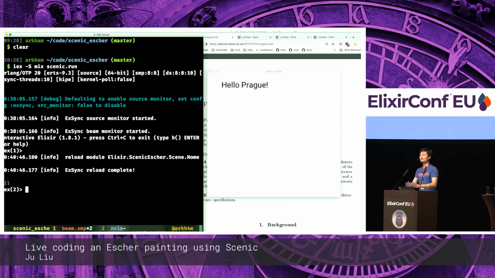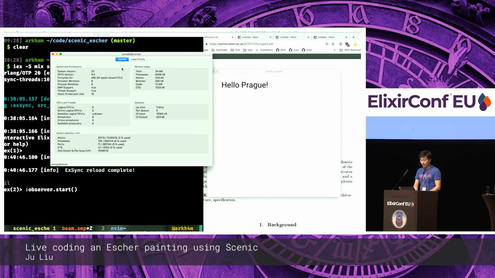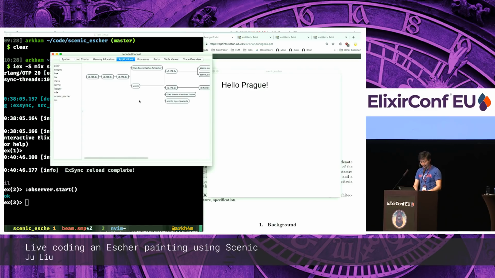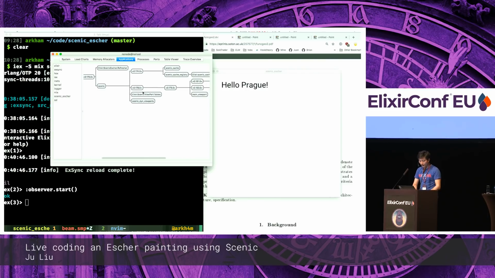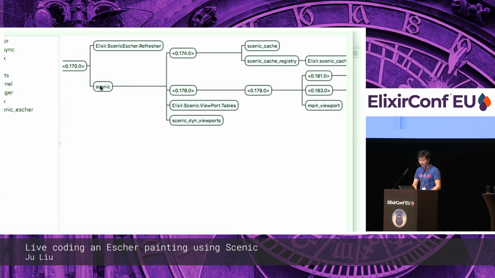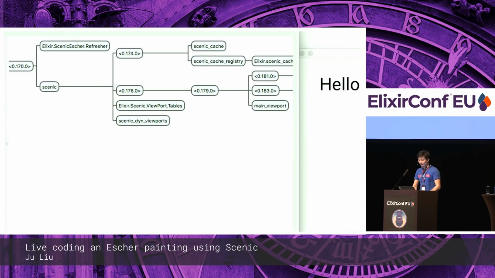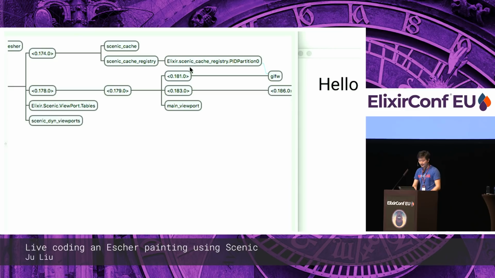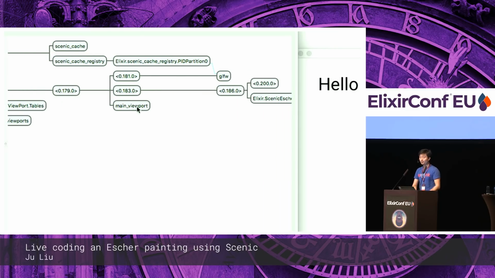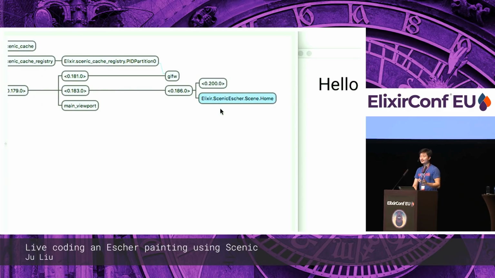And of course, this is Elixir, so we have this amazing capability of observing a running system. In this case, I'm just going to do observer start. And you'll see the familiar look of the Elixir observer. I'm going to zoom in, don't worry. You don't have to read everything. But you can see there's this high-level vision of what the system is up to. There's Scenic, and if I go on this side, there's a cache, registry, main viewport. This looks familiar, right? This is exactly the thing that we've configured. And then there's Scenic Escher scene home.